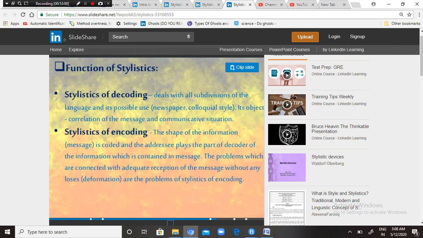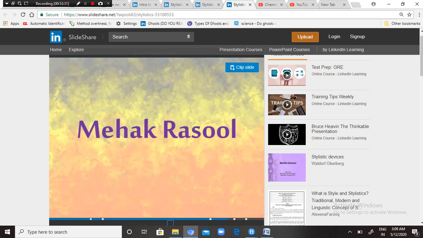Functions of stylistics. What are the functions? Now we discuss the functions of stylistics: stylistics of decoding and stylistics of encoding. The shape of the information and messages: the addressee plays the part of the decoder for information which is contained in the message. The problems concerned with the adequate reception of a message without any losses. Deformation is a problem of stylistic encoding.